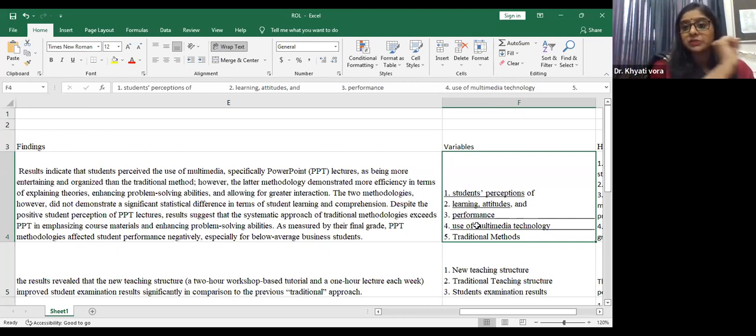Underline which variables this research paper is talking about. What kind of relationship are they talking about? Write those variables in that variables column, mention whether it is IDV, DV, moderating or mediating, and then establish the hypothesis on the basis of their findings.